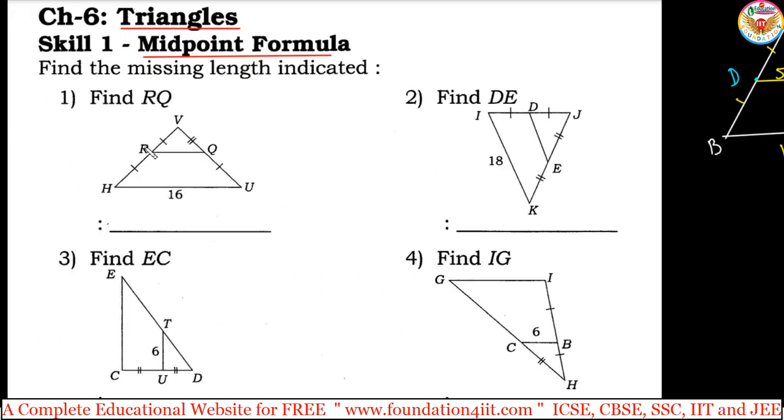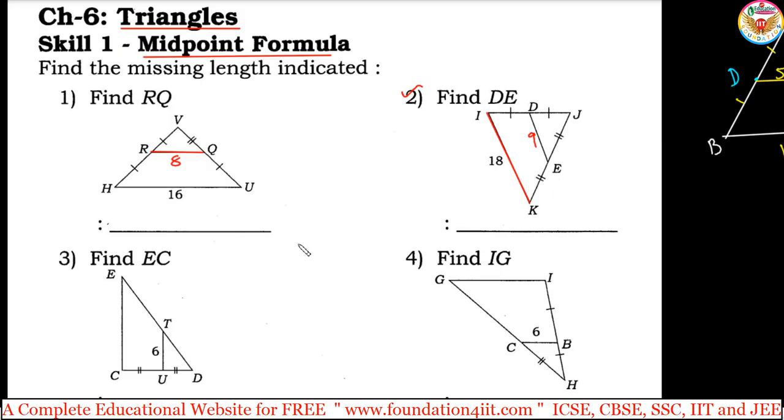Here RV and RH are equal, VQ and QU are equal. So R and Q are the midpoints of two sides. By joining them, this line segment is half of the opposite. Opposite is 16, so this must be 16 divided by 2, so 8. Same way you can continue. Now this is 18, so it must be 9.